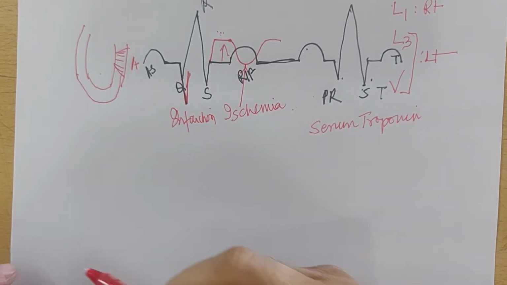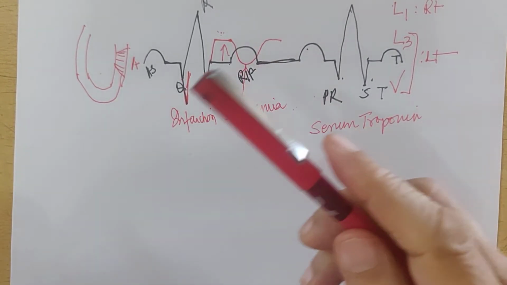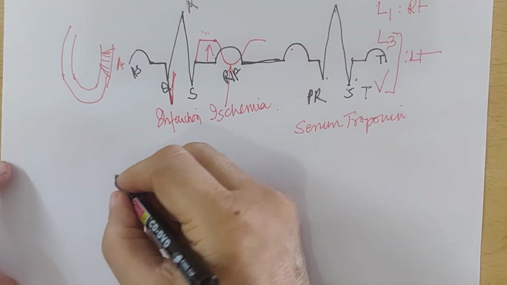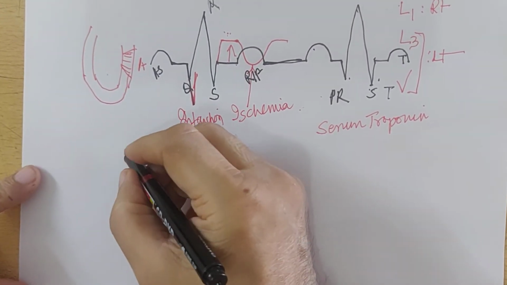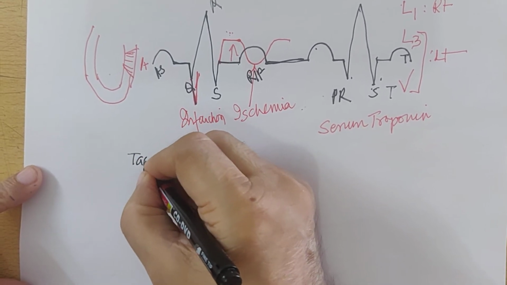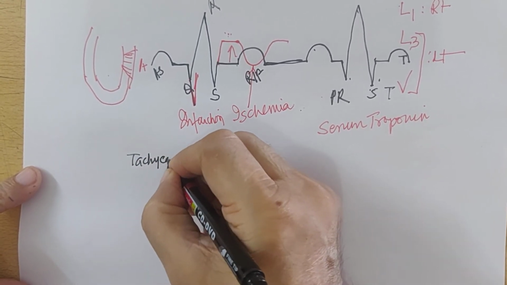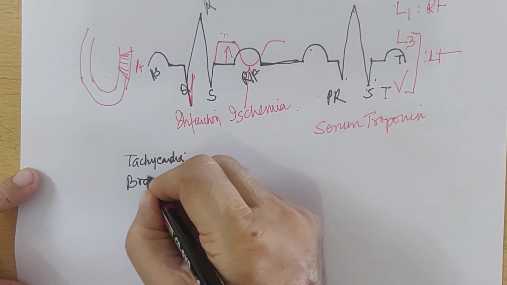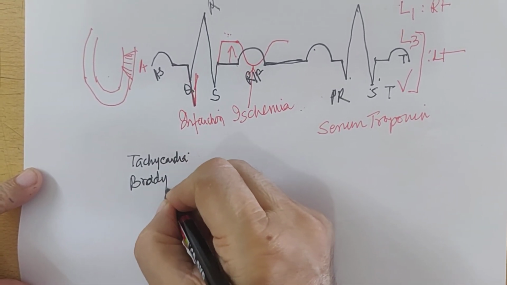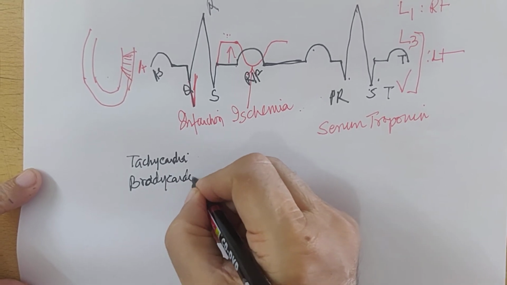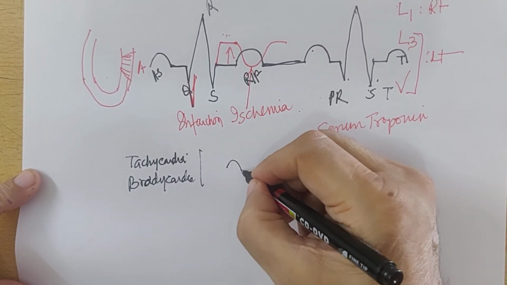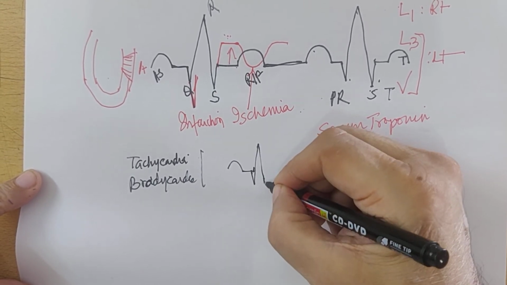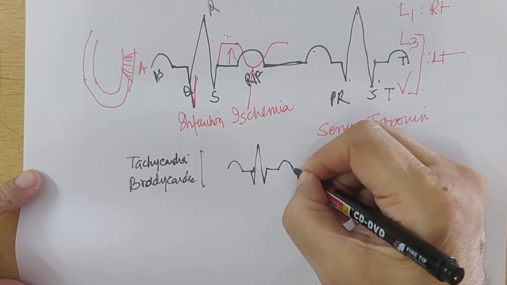Now we'll talk of the arrhythmias. So the arrhythmia can be tachycardia, can be bradycardia. But here the shape of the complex is normal.